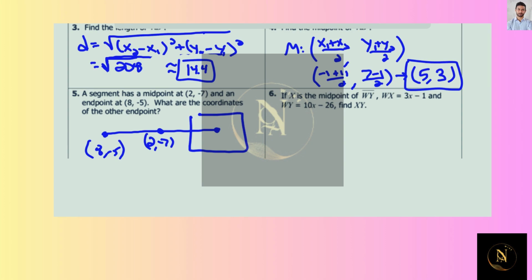Well, there's a pattern here. If 2, -7 is exactly in the middle, then to go from one end x coordinate of 8 down to 2, you're subtracting 6. Do it again because this is in the middle. 2 minus 6 is -4. That way 2 is exactly in between 8 and -4. Then -5 to -7 is going down 2. Do it again and you're at -9. So -4 and -9 would be the other endpoint. So that 2, -7 is exactly in the middle.